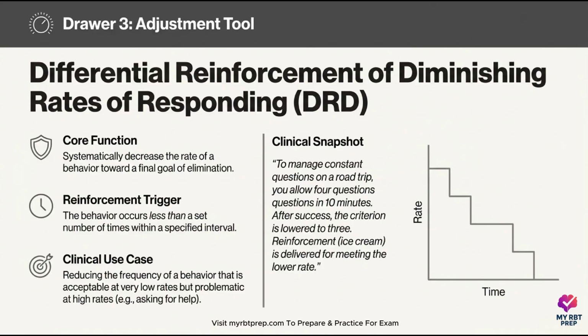The strategic brilliance here creates the outcome in the clinical use case. If you were to punish a student for asking for help, they might stop asking altogether, which is dangerous for learning. DRD solves this by teaching moderation. We are preserving the behavior itself, but strictly regulating its frequency. We want them to ask for help, just not every single time the wind blows.